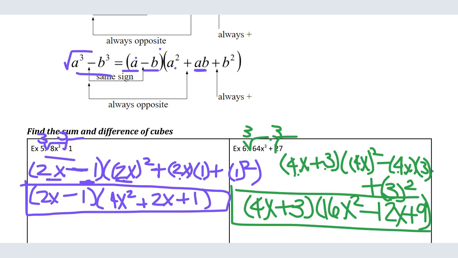This concludes the notes for finding the zeros of a polynomial and finding the sum or difference of cubes.